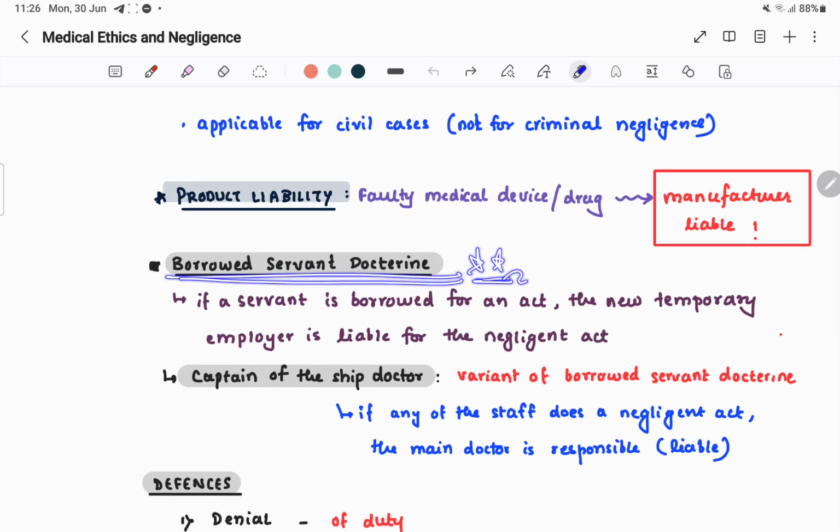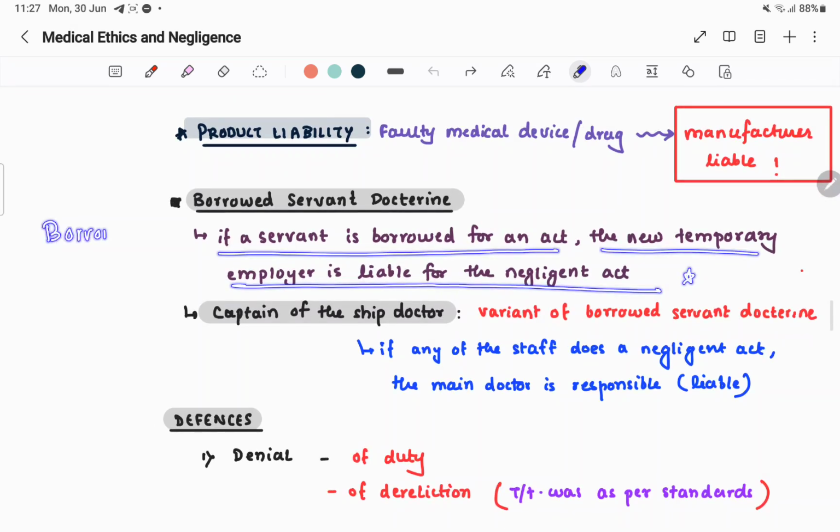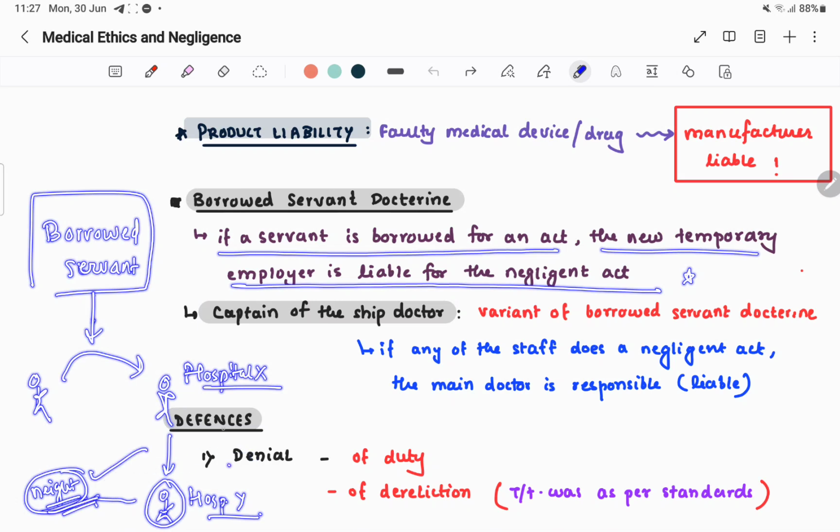Borrowed servant doctrine. What is borrowed servant doctrine? If a servant is borrowed for an act, the new temporary employer is liable for the negligent act. Borrowed servant means that if a servant, let's say a doctor, is employed in hospital X, but hospital Y takes the doctor for some days for some consultation, and in this period he does a negligent act, will hospital X be responsible? No, hospital Y will be responsible. If a servant is borrowed for an act, the new temporary employer is liable for the act.